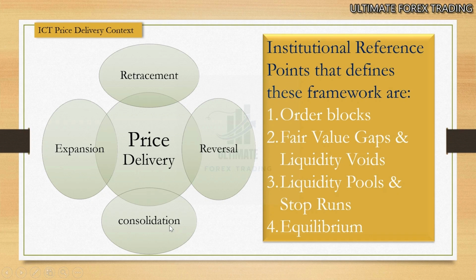So algorithm delivers price from consolidation to expansion, expansion to retracement or consolidation, or from expansion to reversal, reversal to expansion, expansion to consolidation, or retracement. This is how algorithm delivers price. And one fascinating thing is that you cannot have two or more of these happening at the same time. You can only have one of these scenarios happening in a particular instrument at a particular time.